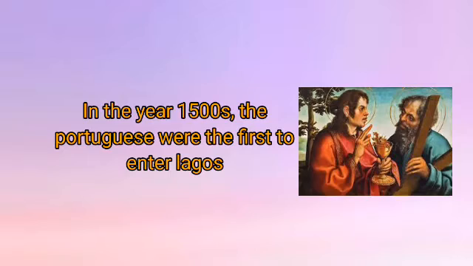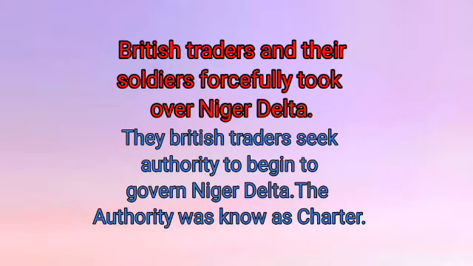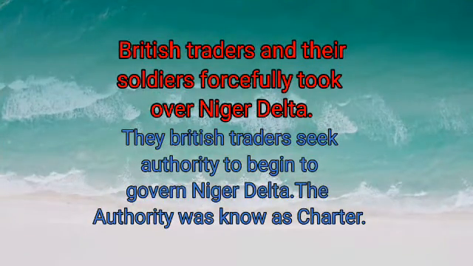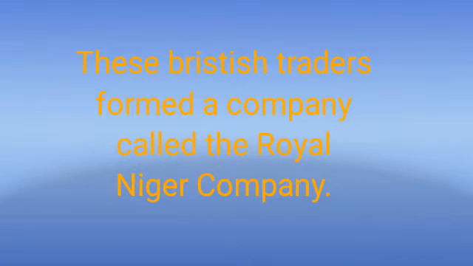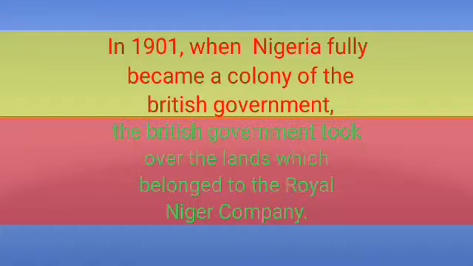Now, in the year 1500, the Portuguese were the first to enter into Lagos. British traders and their soldiers forcefully took over the Niger Delta. The British traders sought authority to begin to govern the Niger Delta. The authority was known as a Charter, and this authority was granted by the British government, and they started governing the Niger Delta. And the British traders formed a company called the Royal Niger Company.